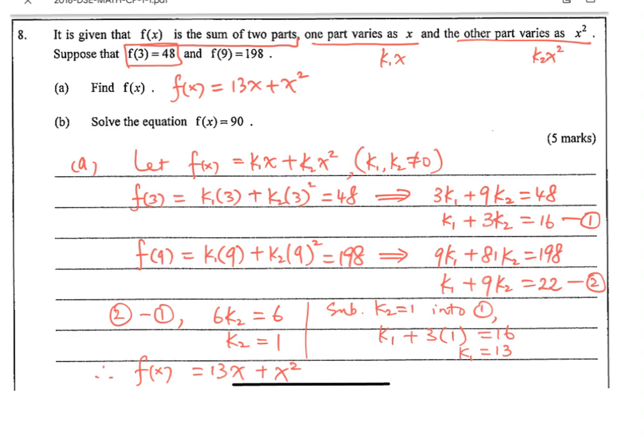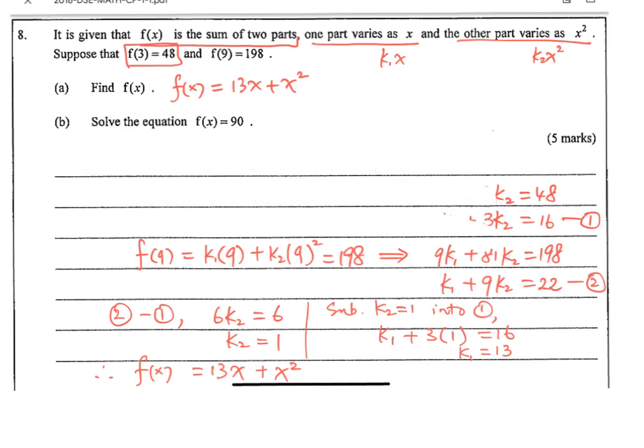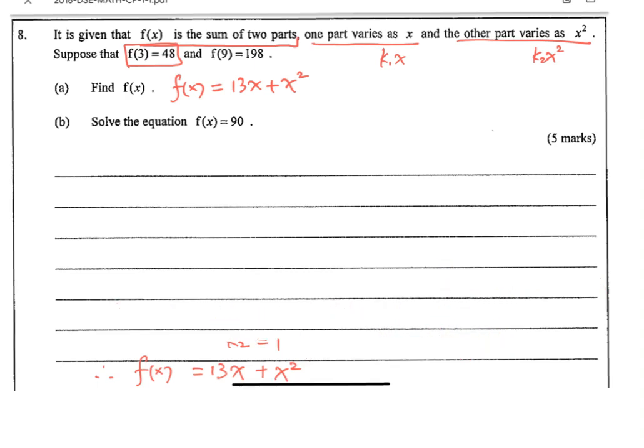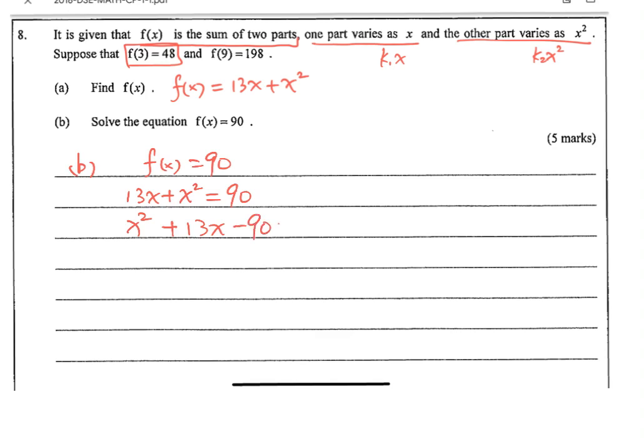Let me erase this to get some space. Okay, so for part B, what we need to do is f(x) equal to 90. So f(x), we got it from part A, 13x plus x squared. So this f(x) equal to 90. So we can change it into the general form of a quadratic equation. So x squared plus 13x minus 90 equal to 0.